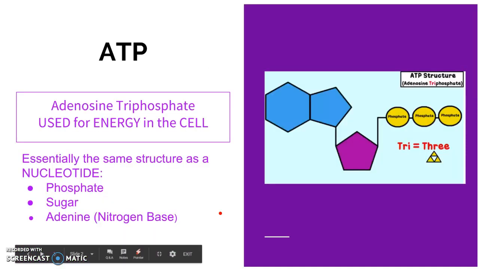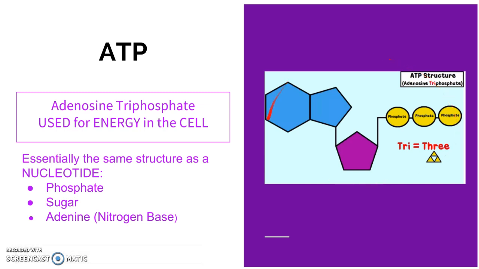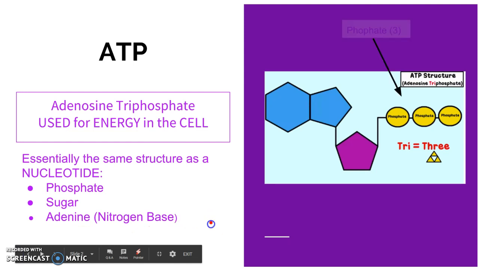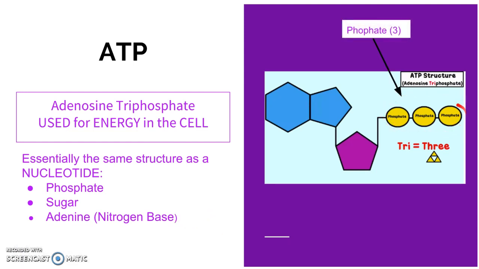ATP stands for adenosine triphosphate, and if you look at the picture over here, it's going to look oddly familiar because it has the structure of a nucleotide. Notice it has a phosphate group over here. There's actually 3 of them, and that's where the word tri comes from. Tri means 3, triphosphate, 3 phosphates.